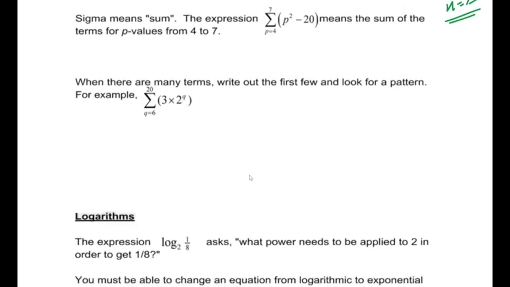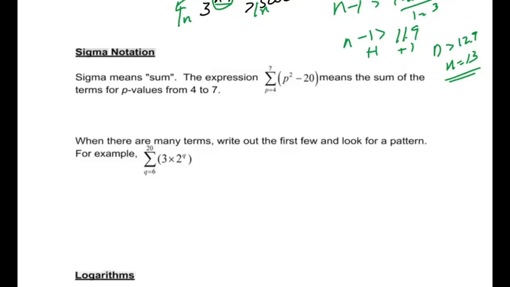Next up, let's talk about sigma notation. Sigma notation is just a notation you have to be familiar with. But the idea here is you should know what this means. If I give you this, you should know what that means. And sigma here, if you see that symbol, it just means add. That's it. It just means add them up, find the sum.